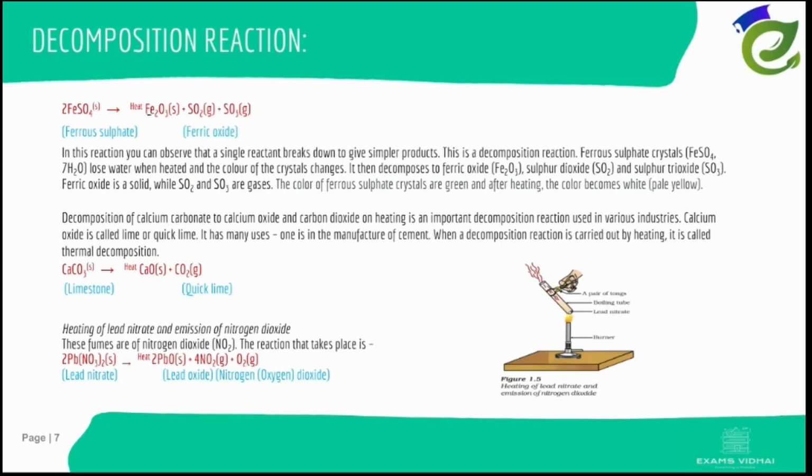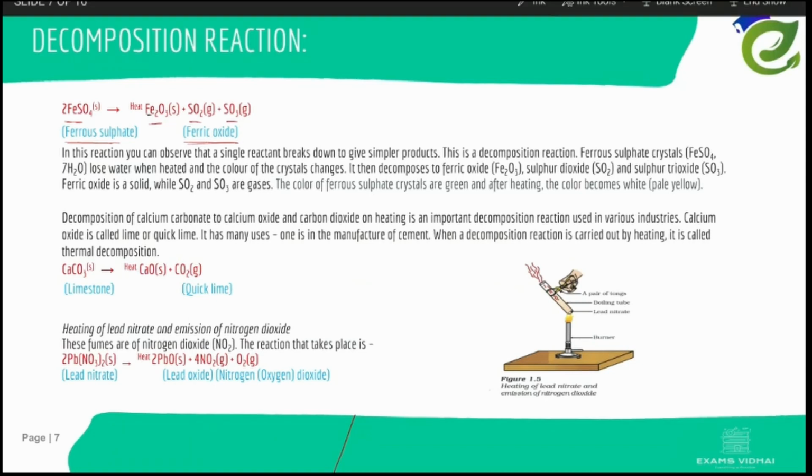Decomposition reaction. Earlier, we saw that combination means two or more reactants combine to produce a product. What is decomposition? Something should break down to produce many other products. Therefore, if one reactant breaks down to produce many other smaller products, that is called a decomposition reaction. In this reaction, we have ferrous sulfate breaking down. FeSO4 breaks down to produce ferric oxide, SO2 and SO3. It is written as Fe2O3, where the name given is ferric instead of ferrous. Why is it so?